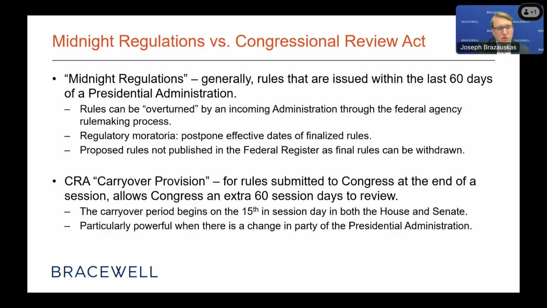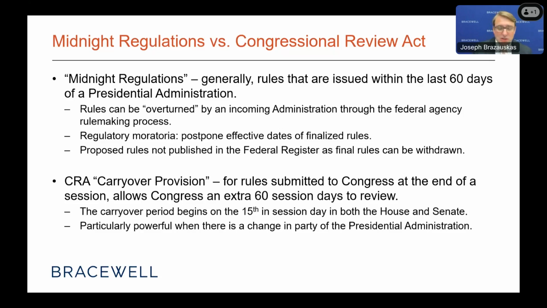In fact, we've seen historically that a new incoming president will have a regulatory moratoria on promulgating new rules, and in fact postpone the effective date of any finalized rules that are midnight regulations. And then this gives the federal agencies time to rewrite those rules and change the policies that were put forward by the previous administration. Proposed rules not published in the Federal Register at the end of a presidential administration as final rules can be withdrawn by the incoming administration.